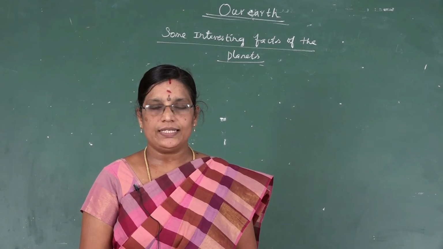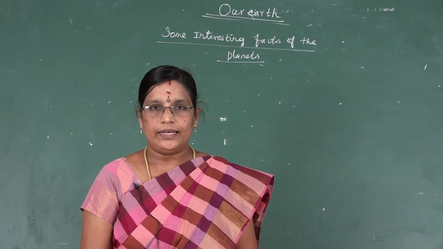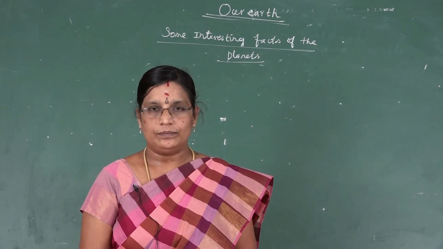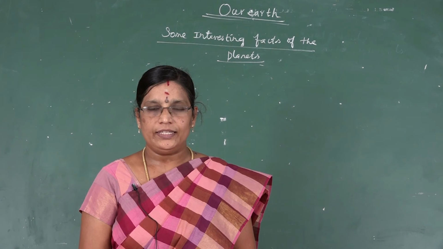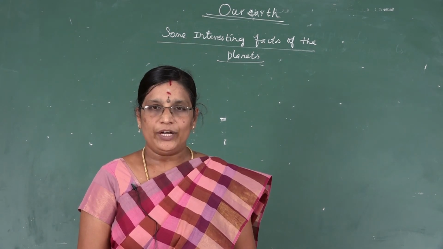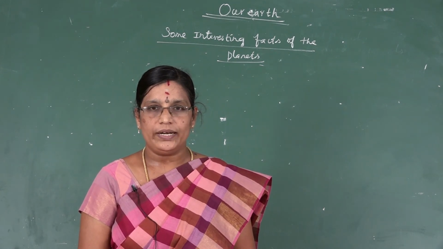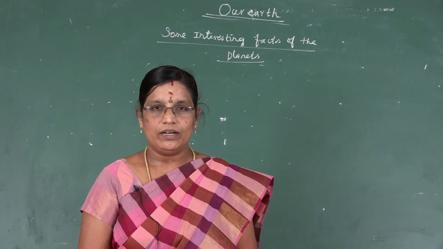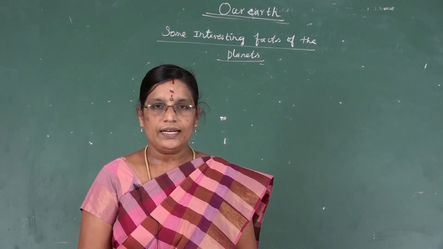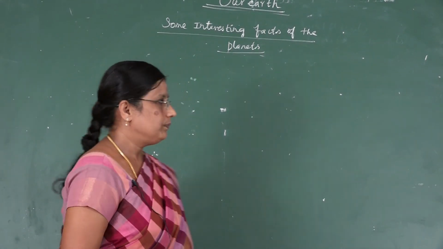Some interesting facts about the planets. The Earth is the third planet from the Sun and the fifth planet in the solar system. Mercury is a small planet and Mars is a red planet. Earth is called blue planet. Venus is called hottest planet. Saturn is called a ringed planet.